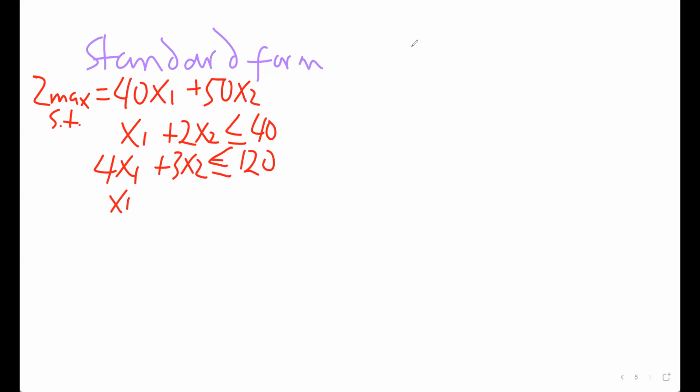And then your x1 plus x2, which is a non-negativity constraint. So this is what we know already. Now, the non-standard form is what I've written. The standard form, that one, uses the slacks.